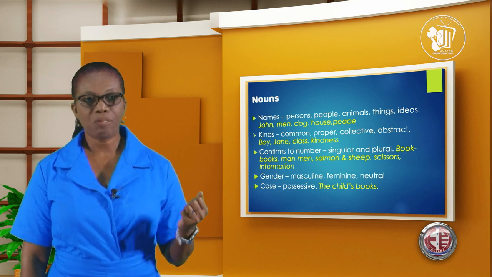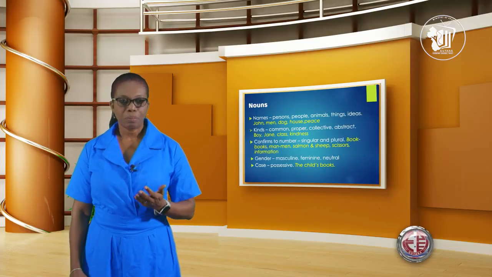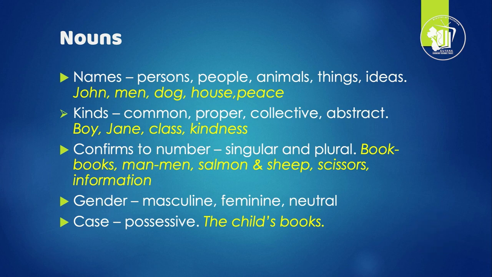So for nouns, we have nouns name people, persons, animals, things, and ideas. And we have examples there: John, man, dog, house, and peace. It also can be broken down into kinds, which would be common, proper, collective, abstract. And our examples there show boy, common, Jane, proper, class, collective, and kindness, abstract.